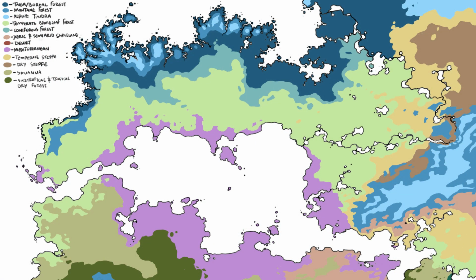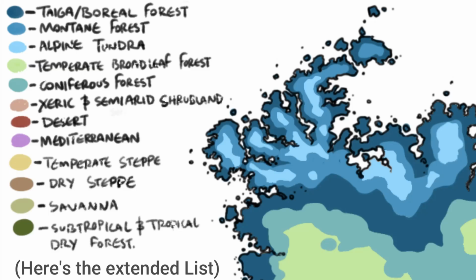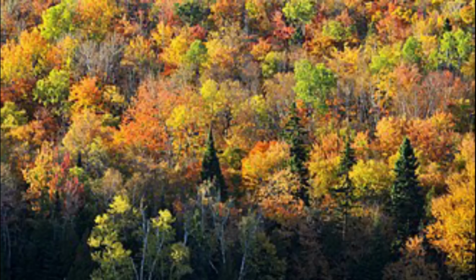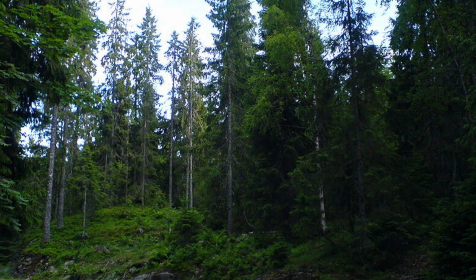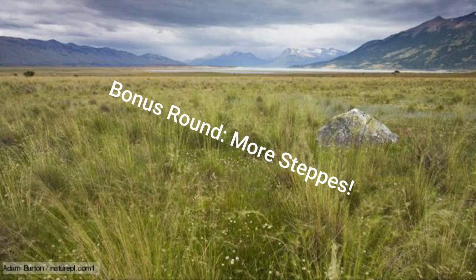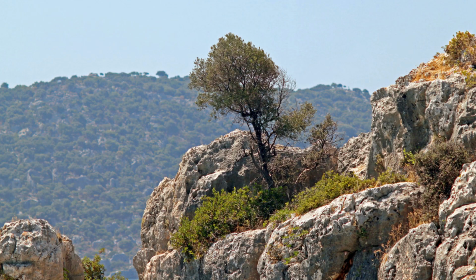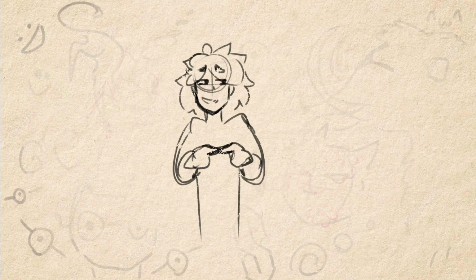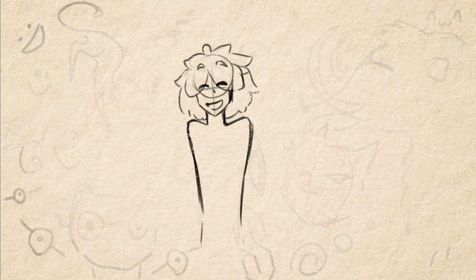I already did this section in my last video, but there's no harm in going back and refining older work. The major biomes in not Europe are montane forests, alpine tundras, broadleaf forests, coniferous forests, taigas, deserts, xeric shrublands, and the Mediterranean biome. Now, I can't really break down every biome here in full, since I already did that in my maps video, but let's talk about the important things to look into for your specific world building, and I'll try to break it down as best I can.